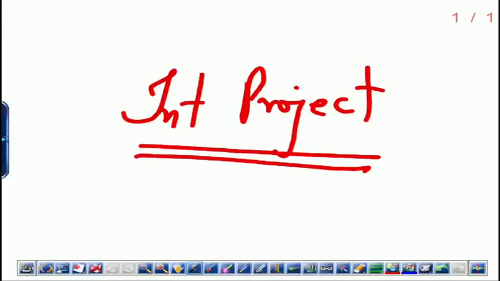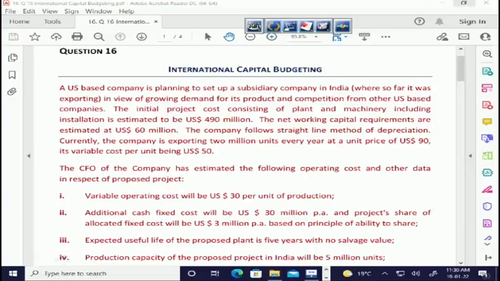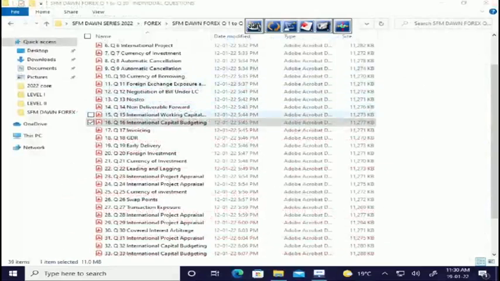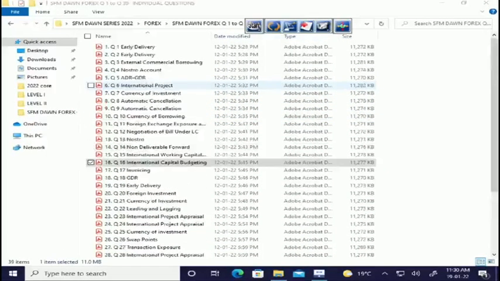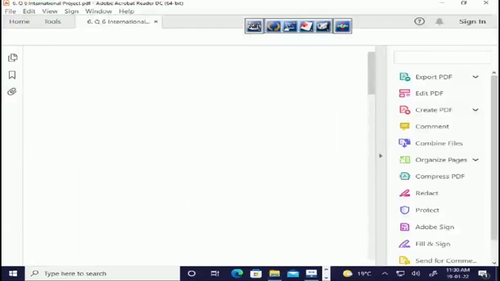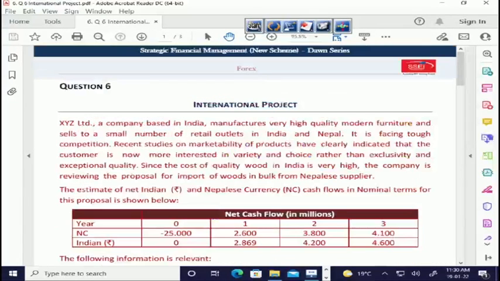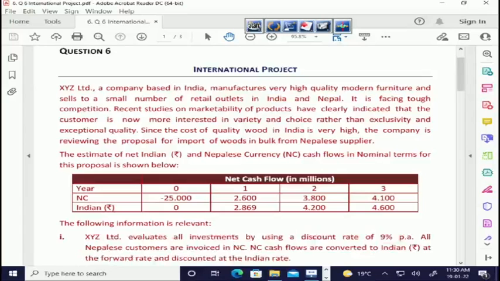Okay, this is question number 6. Although this question was also done in class, it's such a straightforward question, it just takes 5 minutes to discuss, so I would like to discuss it. Now here I am not reading the sum. It's an Indian company which is going to set up the project in Nepal. They will invest in Nepal, but the product that emerges will be sold in India and Nepal both.